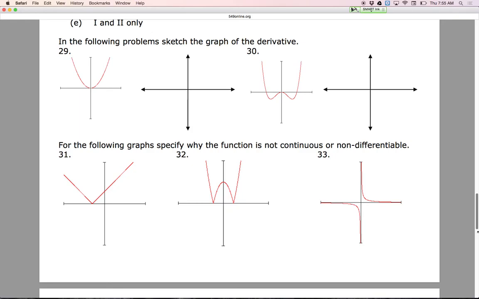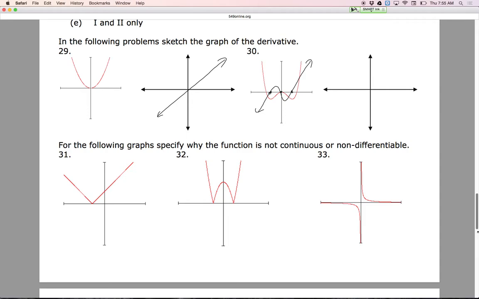Sketch the derivative. 29. How would you sketch the derivative of this one? 30, how would you sketch the derivative of this one? How many times would the derivative cross the x-axis? I'm going to do it right here. It's better to do it on it. So it starts with a negative slope, so where would the derivative be? Below, then a little bit above, a little bit below. Look like that? Everybody in agreement?